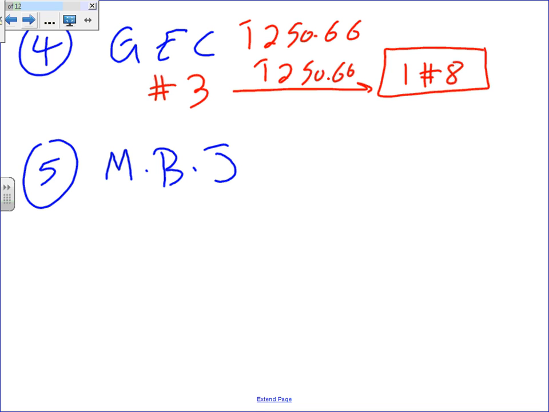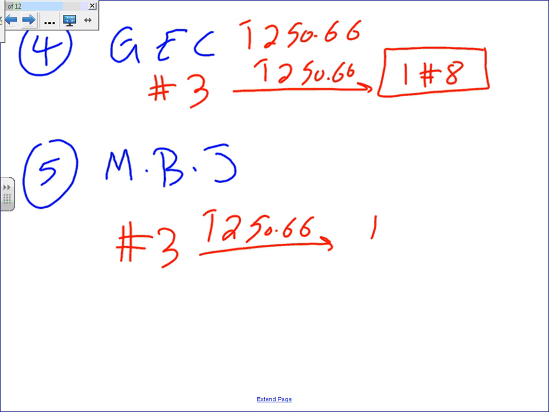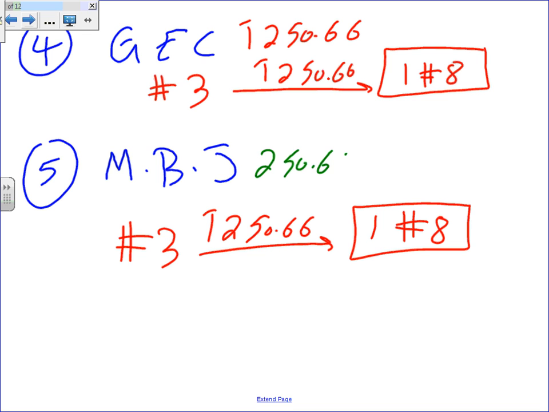I'll change this one in a second for you guys. Number 8, strictly based on the table. And the same thing if you take number 3, take it to the same table, 250.66. You're going to get one conductor, number 8. This is from the 250.66 table and 250.28.